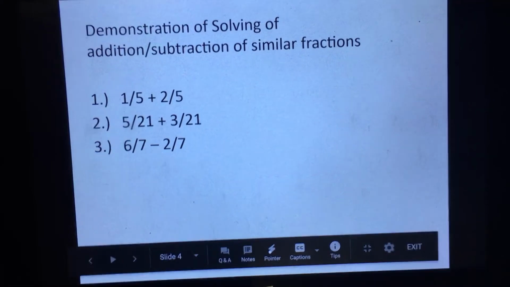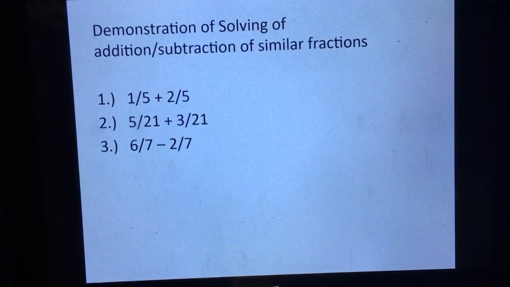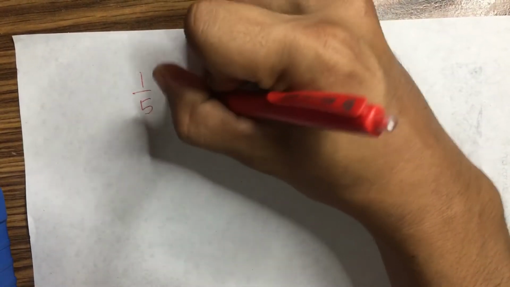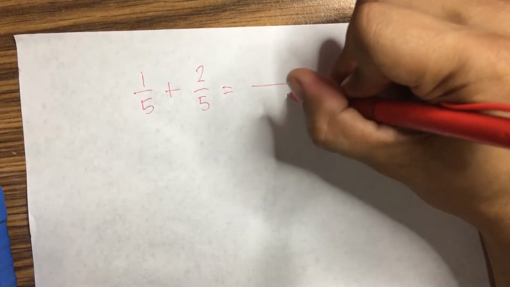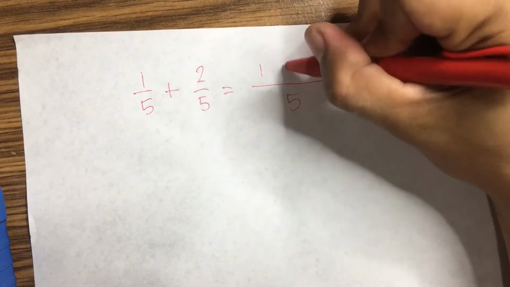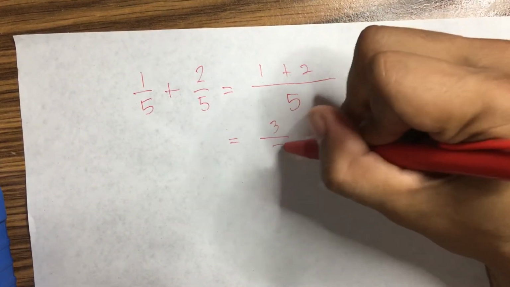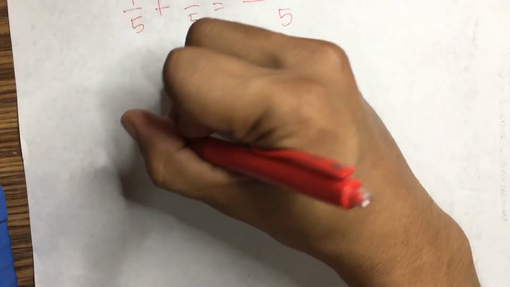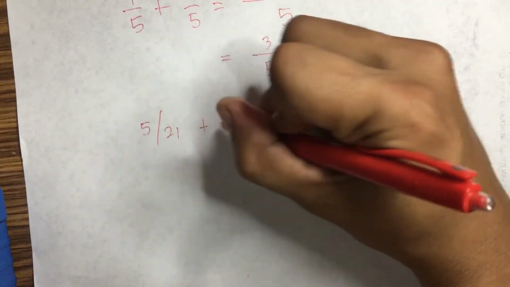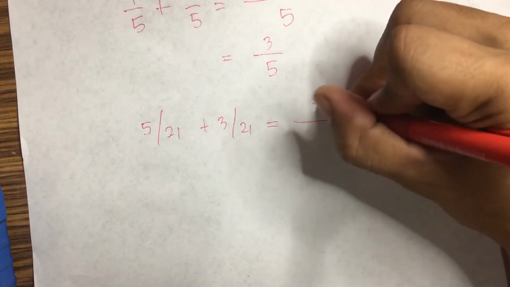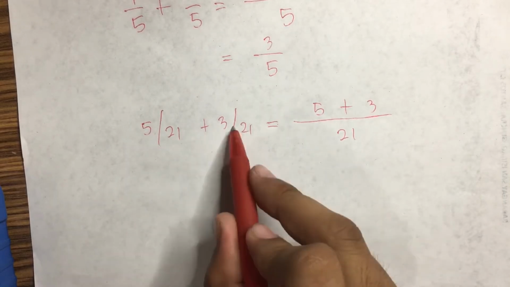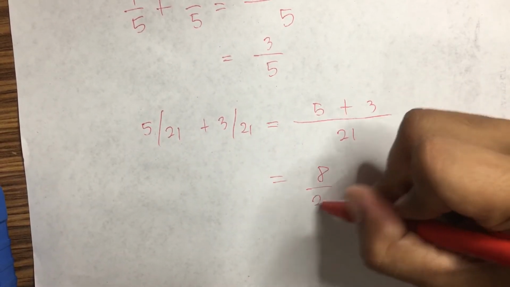Let me show you how to solve that one. We have 1/5 plus 2/5 equals, just simply copy the denominator, which is 5, then add 1 plus 2. 1 plus 2 is 3/5. The second example is 5/21 plus 3/21. Just copy the denominator 21, then 5 plus 3. So 5 plus 3 is 8/21.